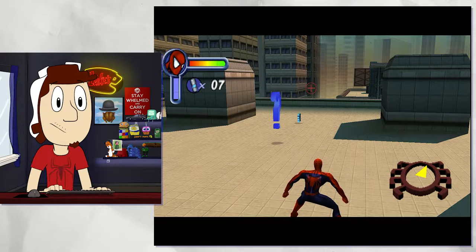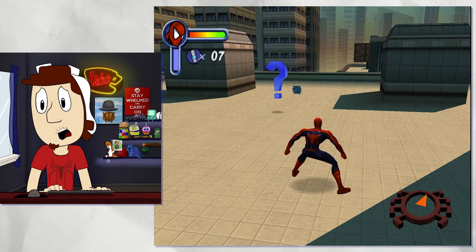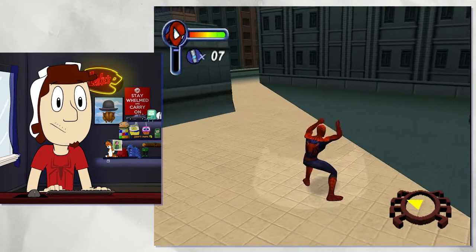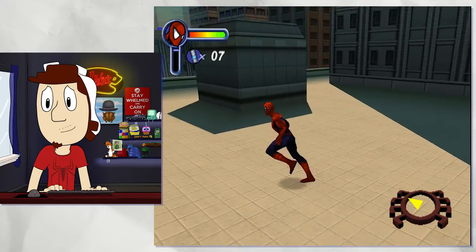Oh, okay, I have an aim option here, as well as a zip line, whatever that is, I'm sure we'll find out eventually. And then my web attack, I have a few. Oh, that's my dome. Okay.